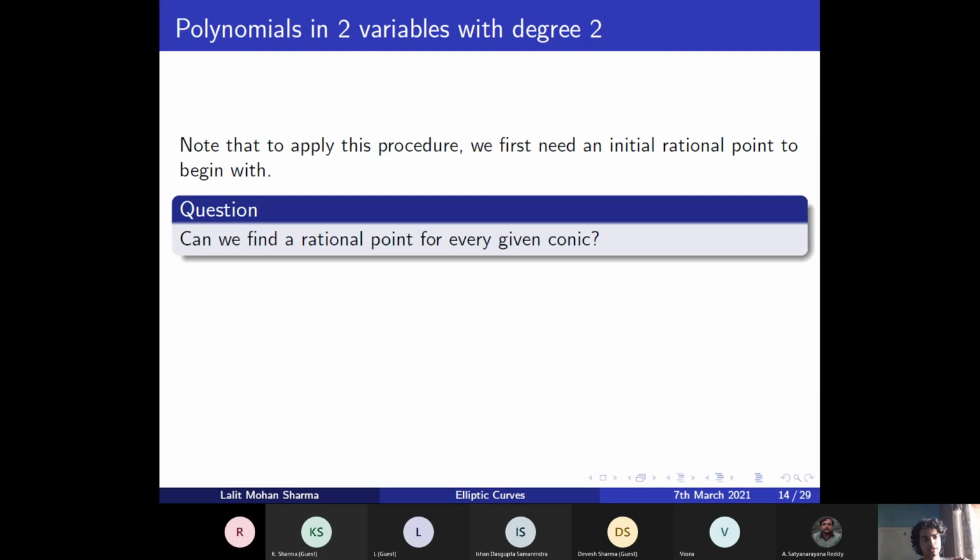Now this is an interesting question. Our whole analysis depended on this particular fact that there was a rational solution to the equation x squared plus y squared is equal to 1. So can we find a rational point for every given conic? This is a question if anyone wants to answer.